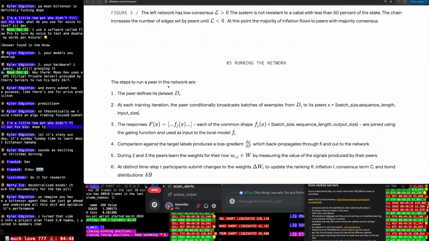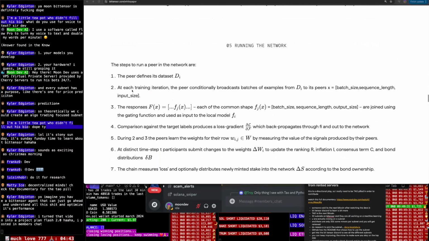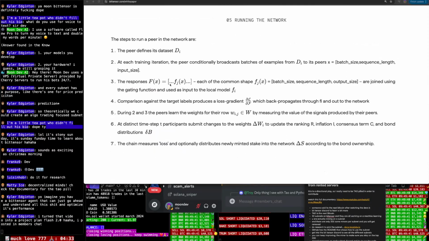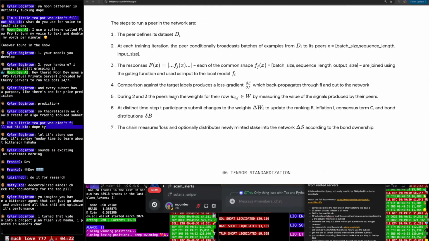The steps to run a peer in the network. The peer defines its dataset. At each training iteration, the peer conditionally broadcasts batches of examples from D to its peers, X equals batch size, sequence length, input. The responses are F. Each of the common shapes F_i, batch size, sequence length, output, are joined using the gating function and used as input to the local model.